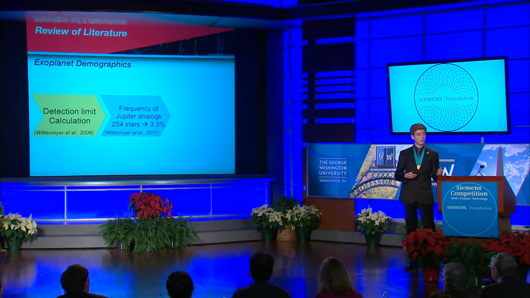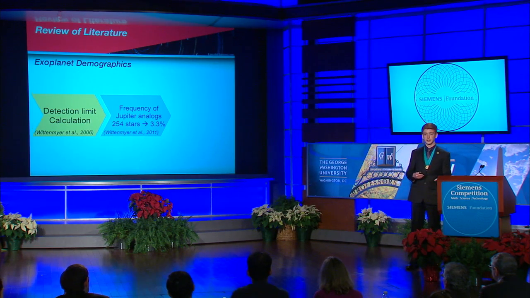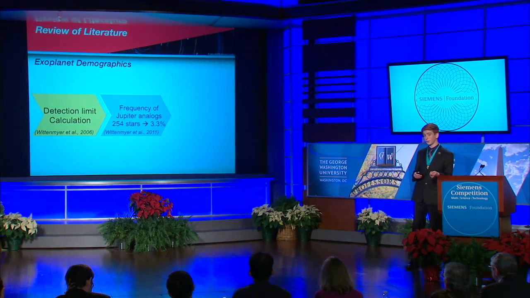In 2011, Wittenmyer et al. used a detection limit calculation in conjunction with data on 254 stars to calculate that the frequency of Jupiter analogs is 3.3%. My study aims to provide a more accurate calculation on the frequency of Jupiter analogs by using more precise data on a larger number of stars.